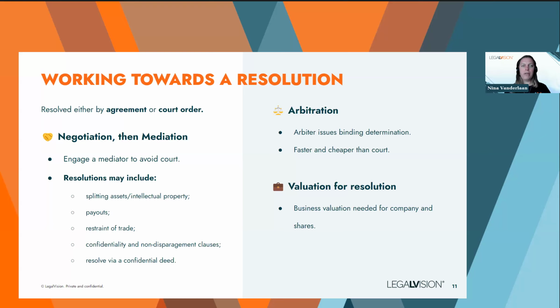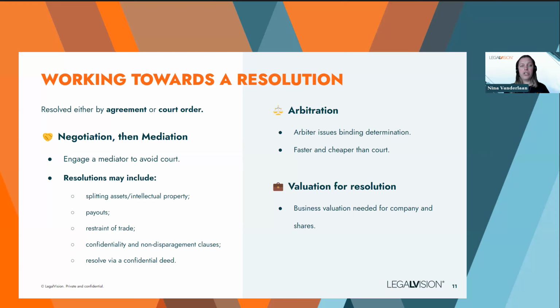The sorts of resolutions that can be reached through this process might include the following: splitting out the company assets and/or intellectual property ownership as between the parties, making payouts to one of the parties, which is potentially buying one out where it's a shareholder that's involved, putting restraints of trade in place on the parties, which might prevent them from engaging in competitive behaviour, applying confidentiality and non-disparagement obligations on a party, so preventing a party from sharing confidential information or saying things negatively about the company at issue. And each of these terms would typically be captured in a confidential deed, which would set out the terms and conditions of the agreement reached between the parties.